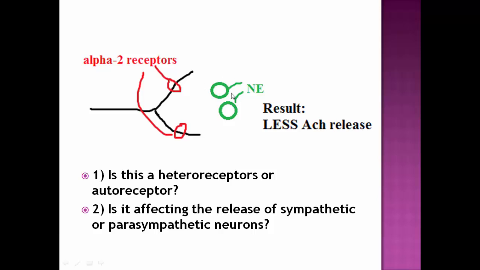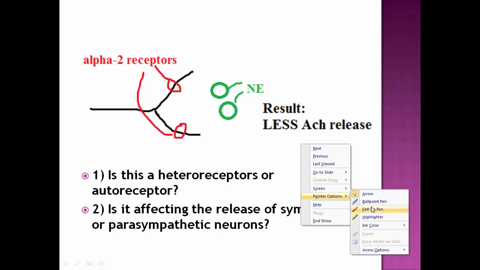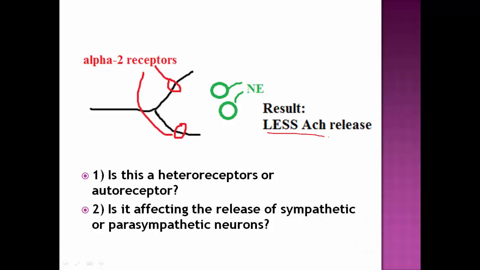So norepinephrine is acting on the alpha 2 receptors in order to cause the effect, which is less acetylcholine release. Since these two are different, we say that this is a heteroreceptor, and it's affecting the parasympathetic system, because it's the acetylcholine that's being decreased.